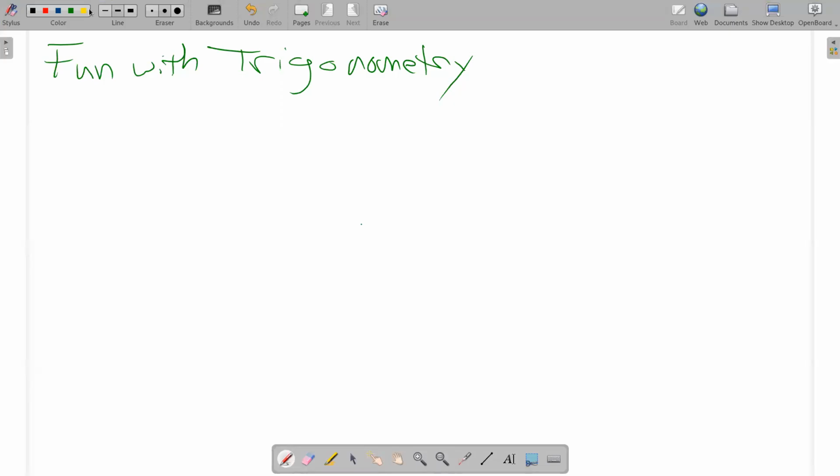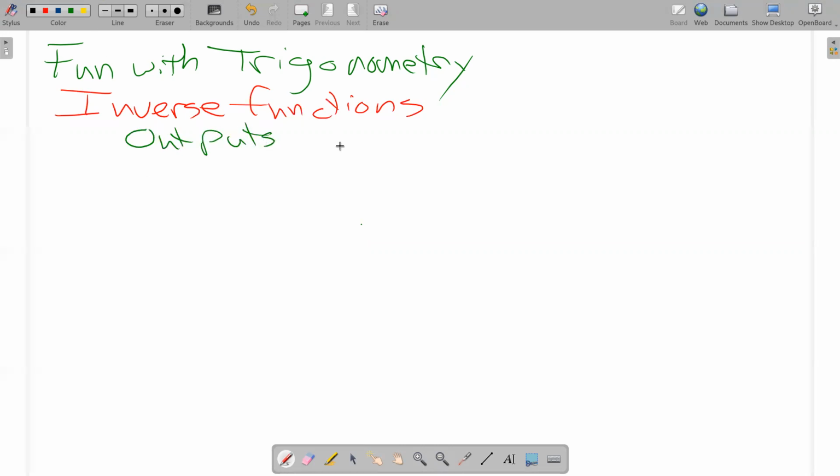So we looked at inverse functions last time. And what an inverse function does, remember, a trig function takes an angle and outputs some ratio. So an inverse function takes in some ratio and outputs an angle. And it's important to know when we use these inverse functions to solve equations, what kinds of angles they output.